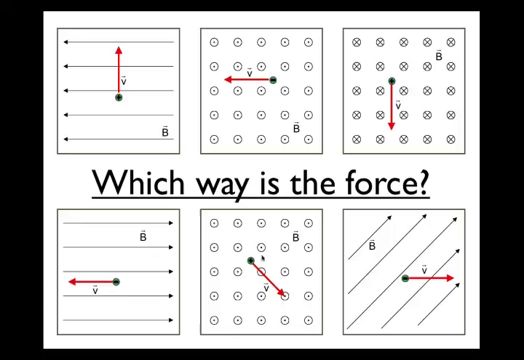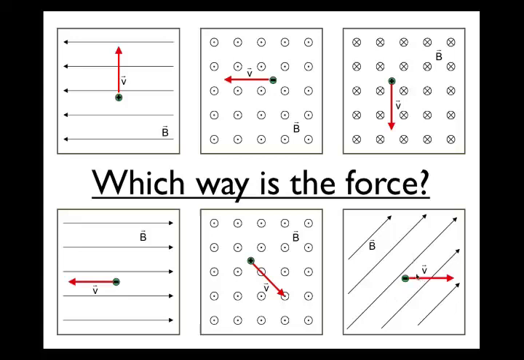If I take this positively charged particle, it's moving down and to the right. The magnetic field is pointing out of the page, so my fingers are initially along the velocity and then they curl out of the page. That leaves a force on this positively charged particle that is down and to the left in this particular picture.